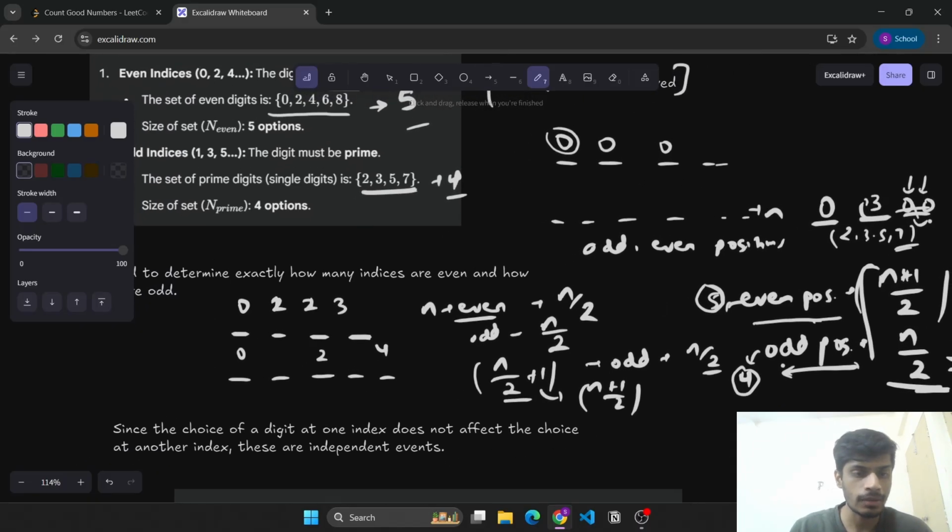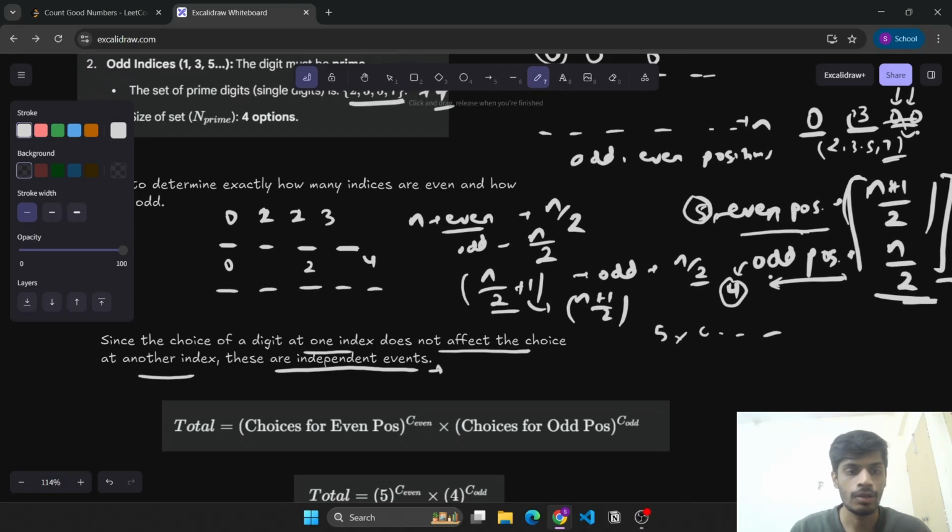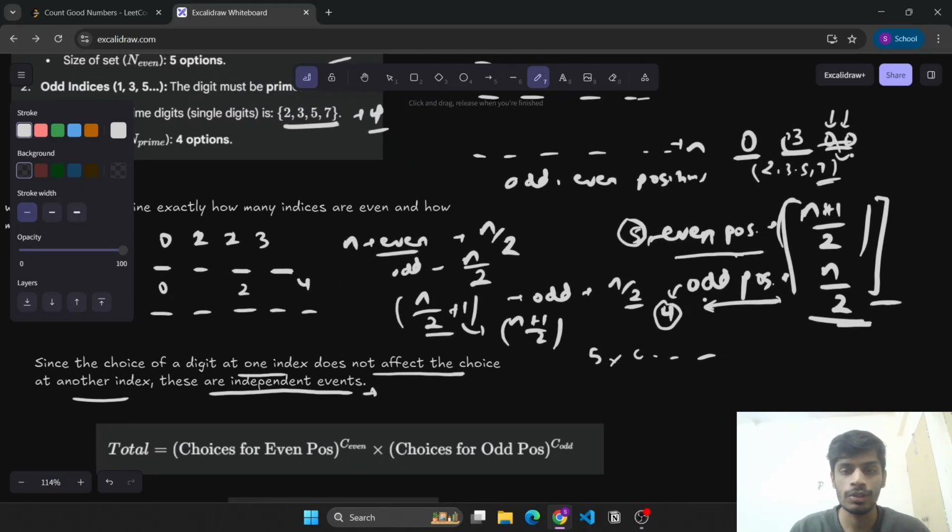So as you can see, the choice of a digit at one index does not affect the choice at another index. Hence these are independent events. So if we try to find all the possible ways, we can just multiply the number of choices at each index, right? So what will be the total number of choices?